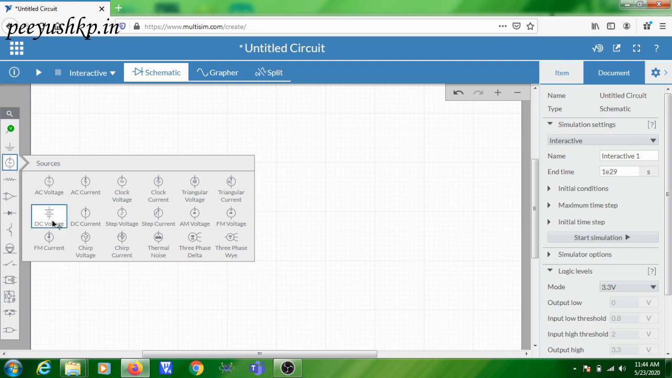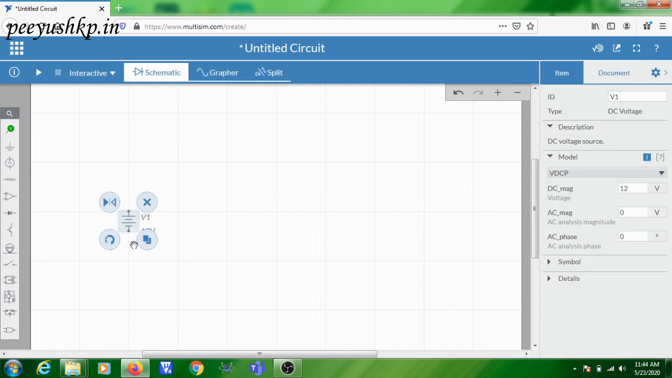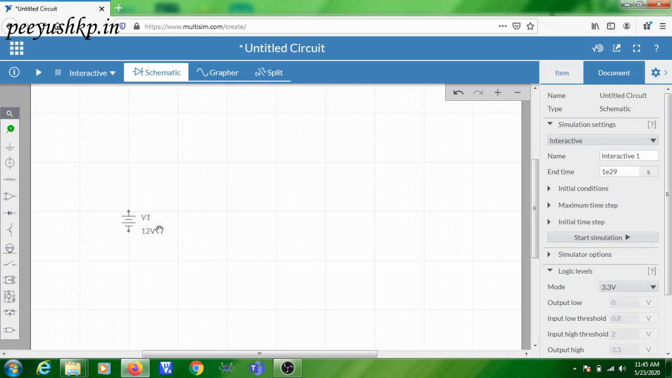Click on this, keep it wherever you need. So you have a DC source. By default, the DC source is generating 12 volt. Let us consider the same 12 volt here.